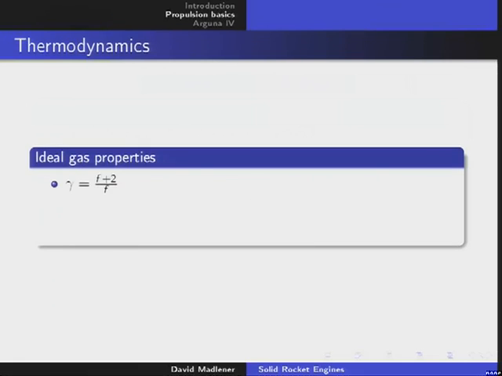So what are the properties of ideal gas? The adiabatic index is very simple to explain. It's just the number of degrees of freedom plus 2 divided by the number of degrees of freedom.